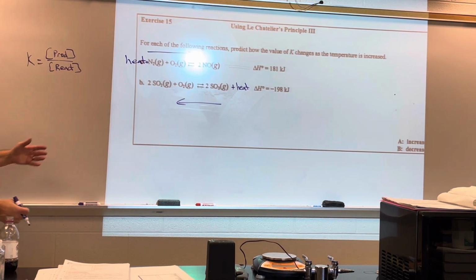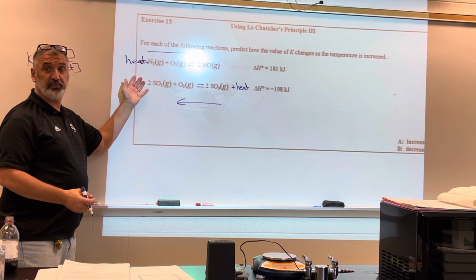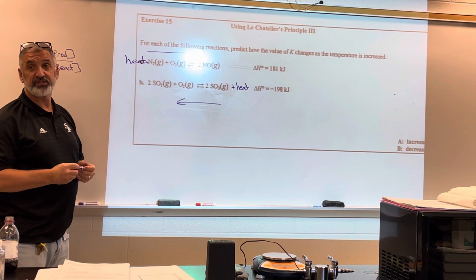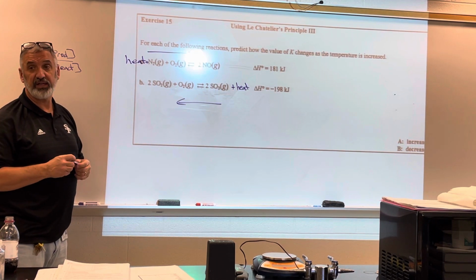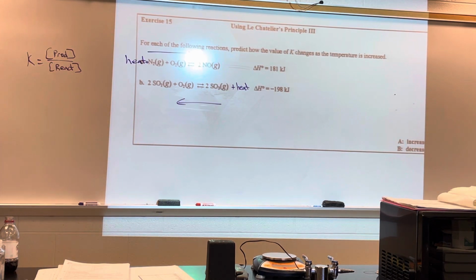Yeah, I mean, it depends on whether here it's increasing, here it's decreasing. It all depends upon which way you're going. So you can't really say it's directly proportional to the heat, because it depends whether it's positive or negative. Endo or exo. All right, now.